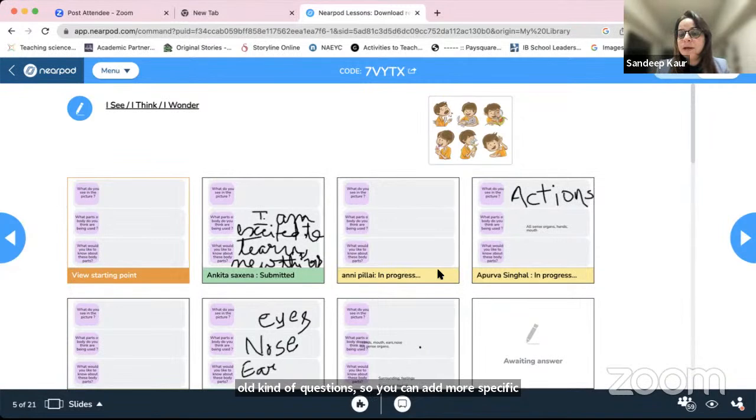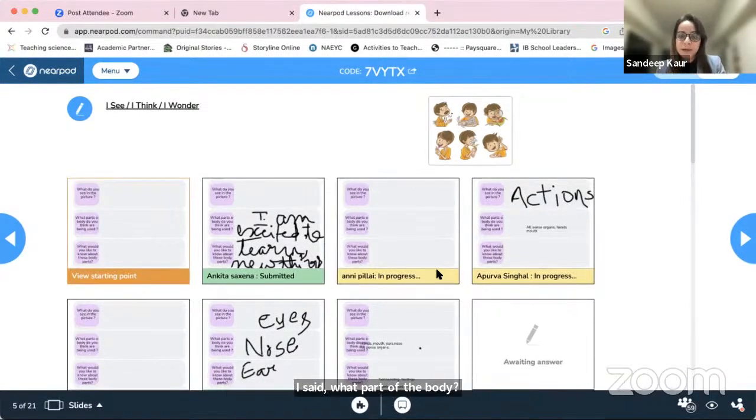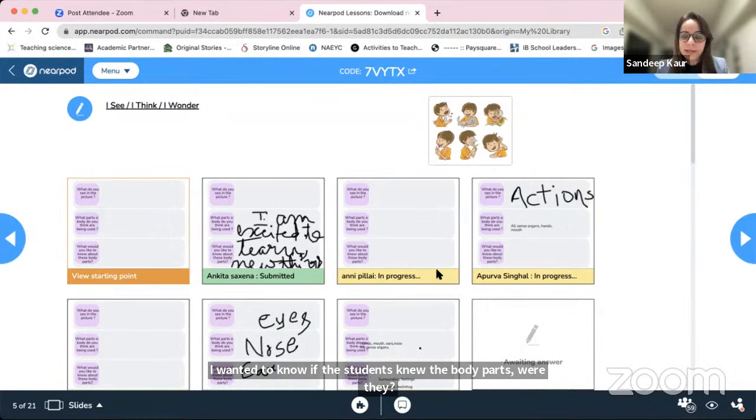And like I said, what part of the body, because I wanted to know if the students knew the body parts, are they able to build connections to the sense organs. That's why I had put in that question there.